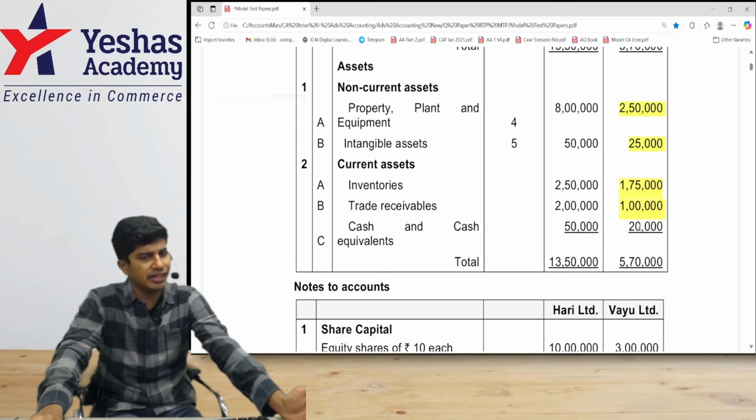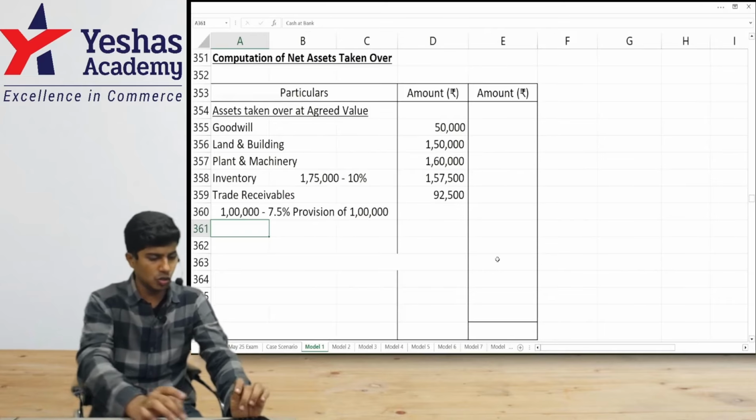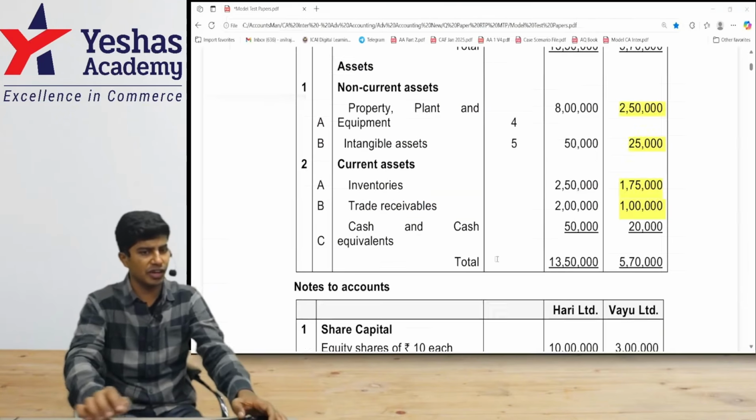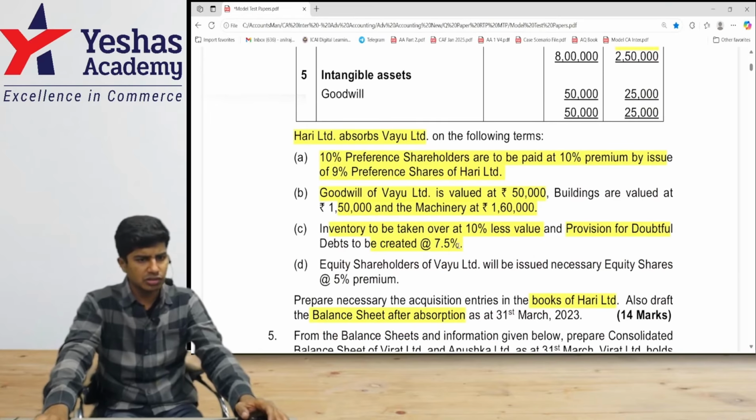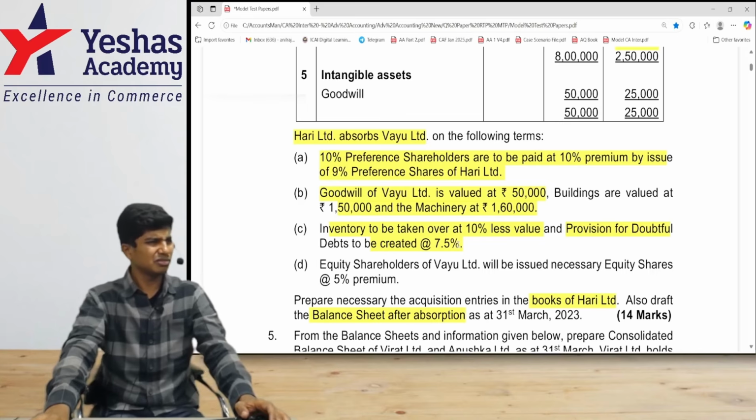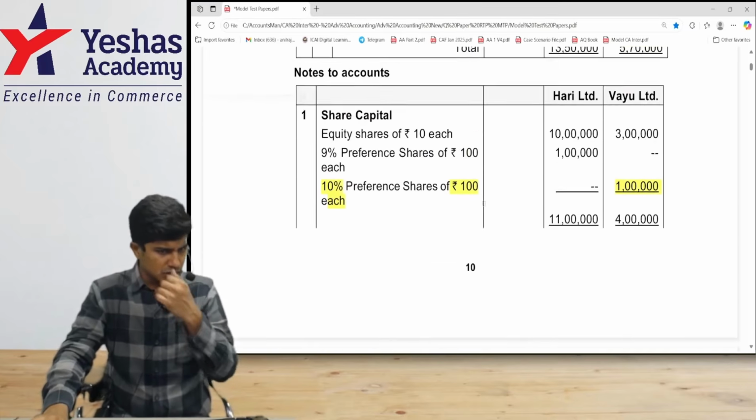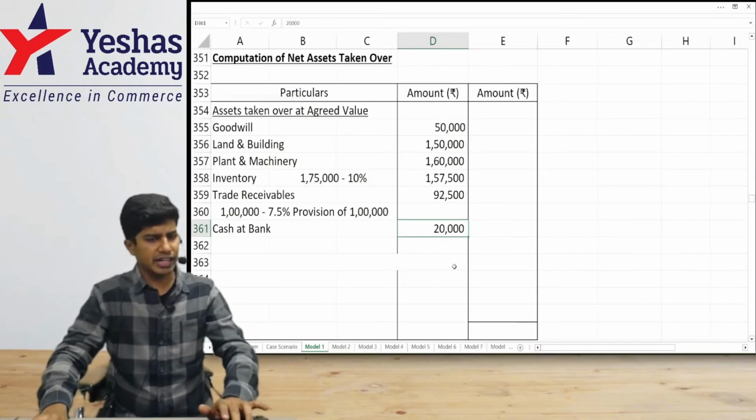Inventory done. Trade receivables done. Cash and cash equivalent can be assumed to be not taken over, or you can assume it to be taken over also. Either way is fine. Have they mentioned anything? Nothing. Shall I assume taken over only? Would it be wrong if you assume otherwise? No, not at all. Either way is okay. Let's assume it is taken over. How much is cash and cash equivalent here? 20. So I'll write here cash and cash equivalent 20.